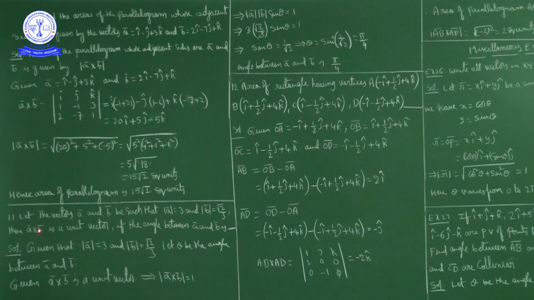Then a bar cross b bar is a unit vector if the angle between a bar and b bar is dash. Here it is an MCQ question. It is an MCQ question, but without options I am explaining.